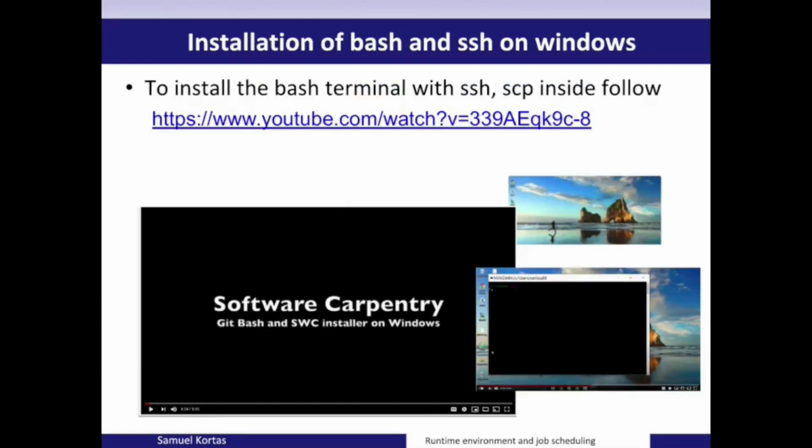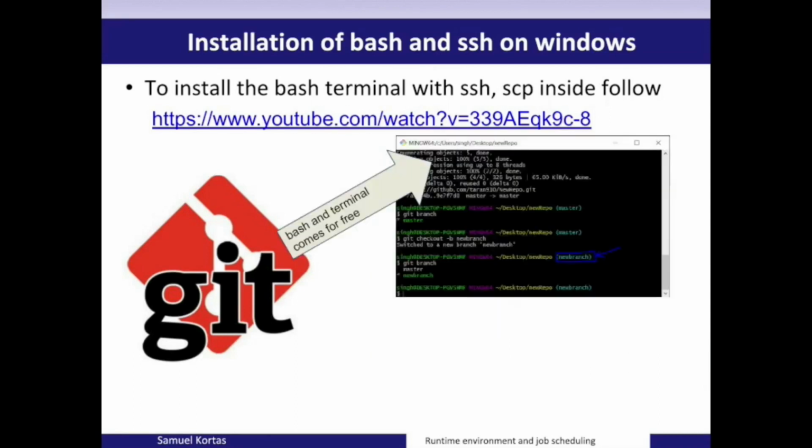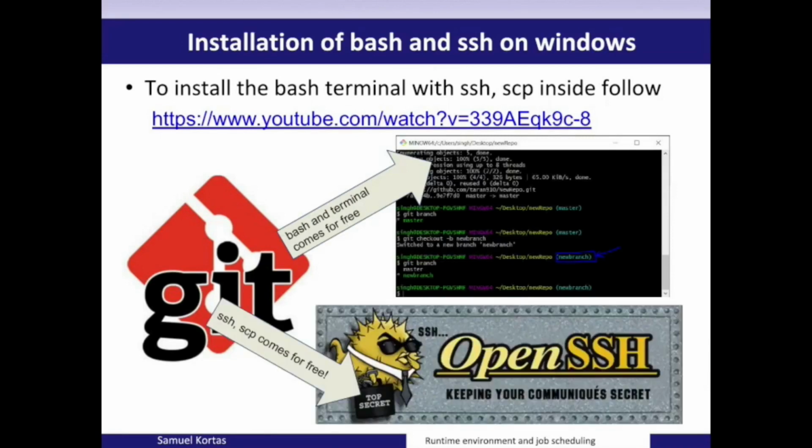To install this environment on your Windows laptop or desktop computer, you can follow the instructions given in this very well-designed video on YouTube. It is from Software Carpentry. It has been already showcased by David Pugh when he gave the training Introduction to Shell for Data Scientists. It explains how to install Git, which is a versioning tool. What is really interesting is that it comes with a very neat installation of Bash and SSH included.